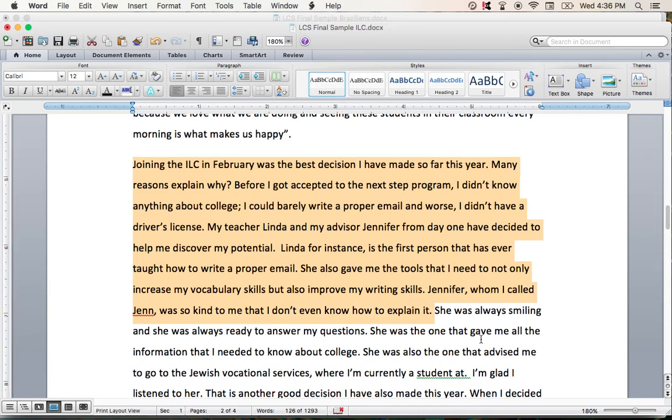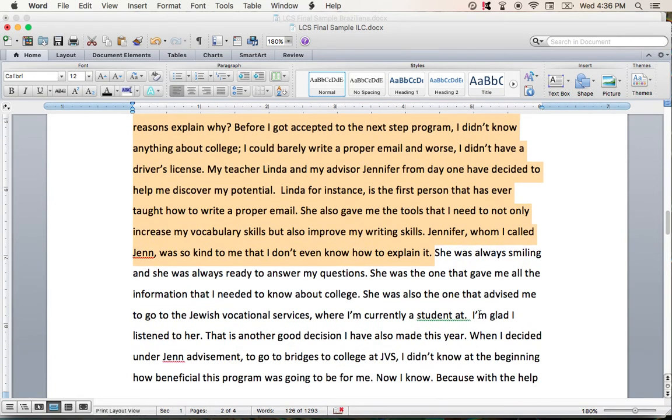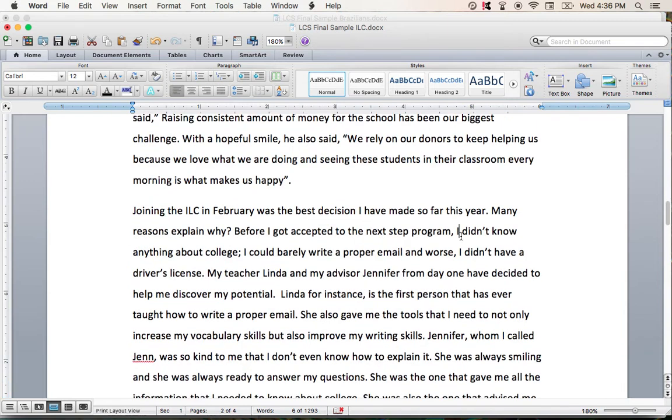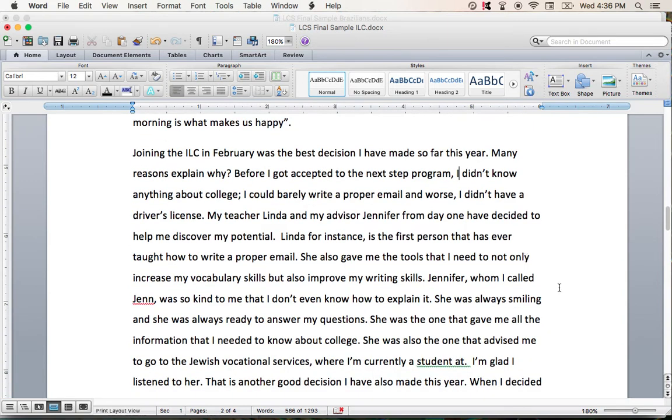And then he talks about all the ways that she helped him, including eventually going to the Bridges to College program at JVS. That was her advice. So, in this paragraph, he's talking more about the present. I mean, technically it's the past, but it's the very recent past, right? It was the same year that he was writing this.